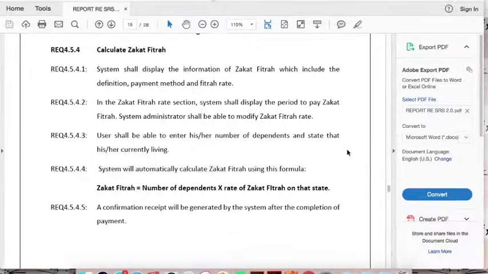For the next requirement, the system will automatically calculate the fitrah zakat by using this formula right here. Fitrah zakat is equal to number of dependents times the rate of zakat fitrah in that state. Lastly, a confirmation receipt will be generated by the system after the completion of payment. That's all for the requirement of zakat calculator.